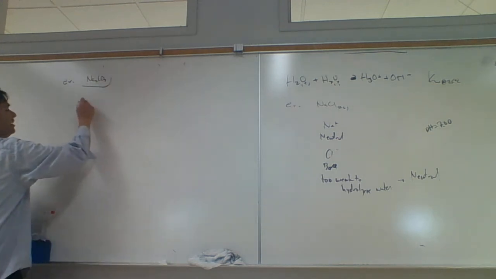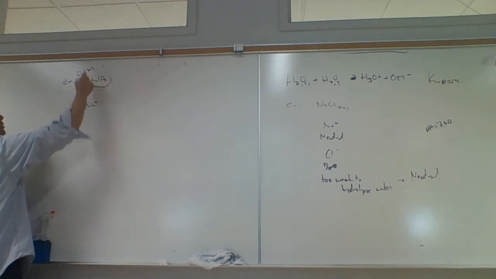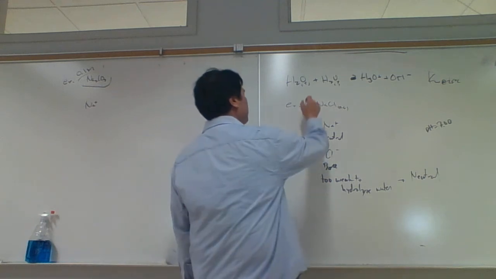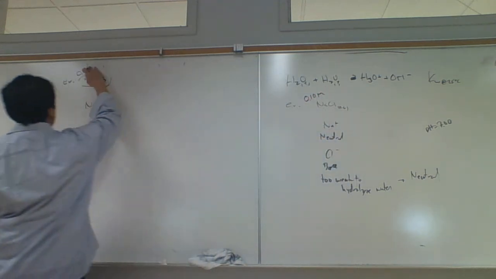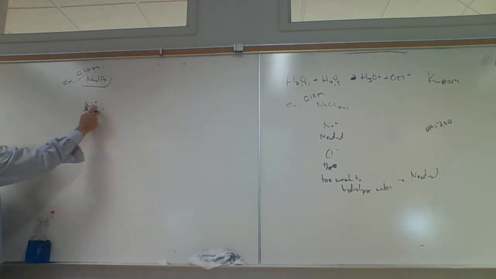If I look at sodium ions, those are neutral. And we're looking at 0.1 molar sodium carbonate. I think it's 0.10 molar. Let's go with 0.10 molar, which gives us 2 sig figs. And so the sodium ions are neutral.